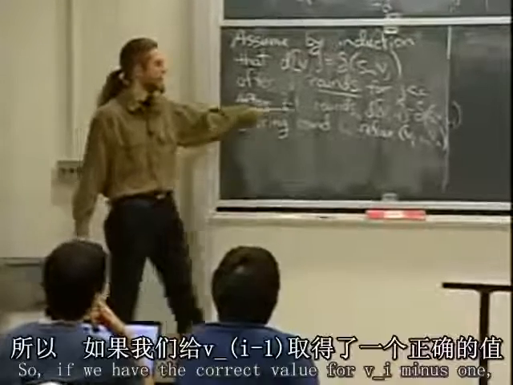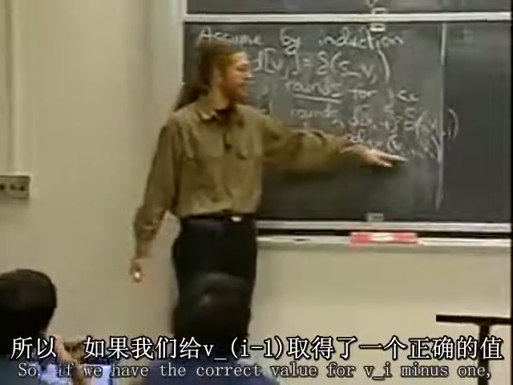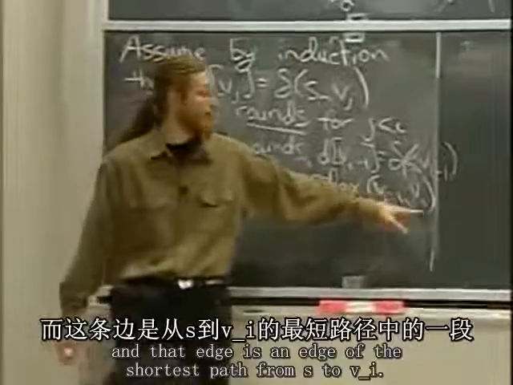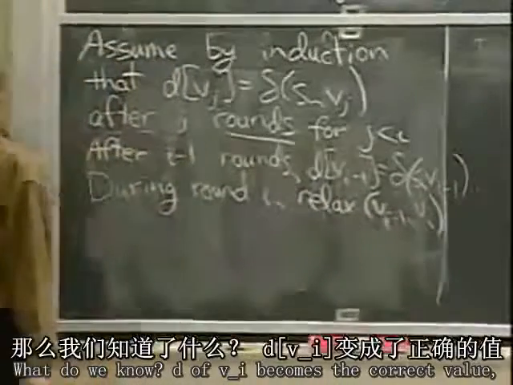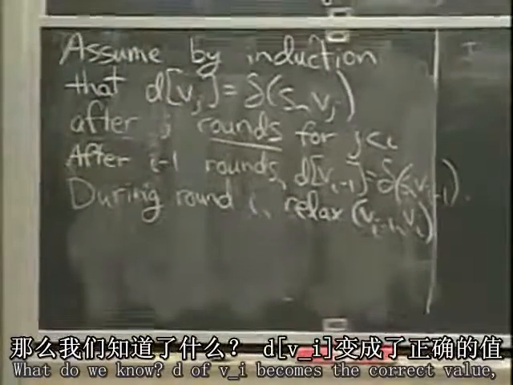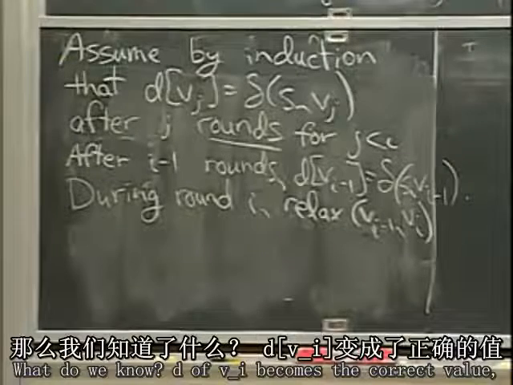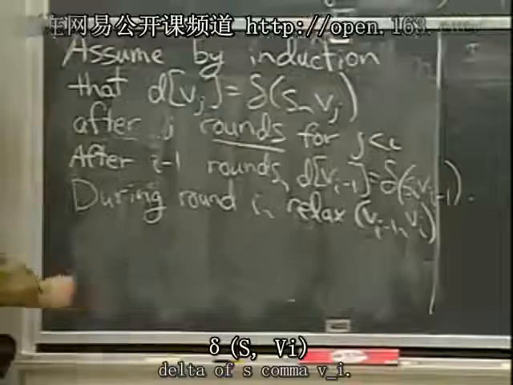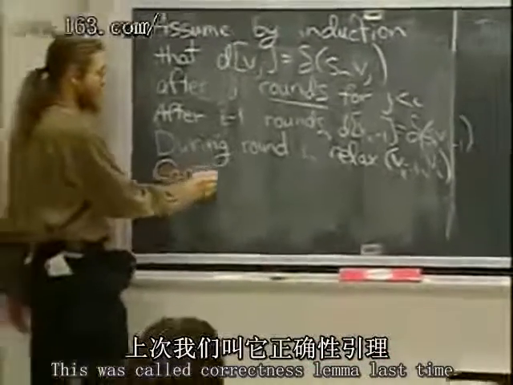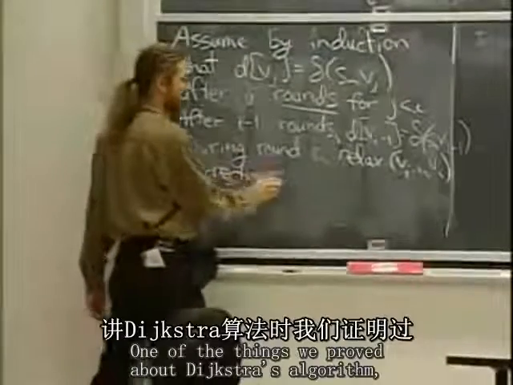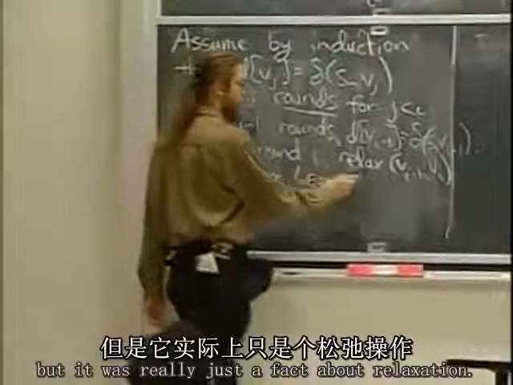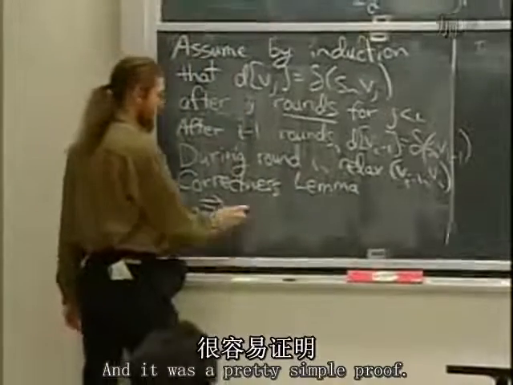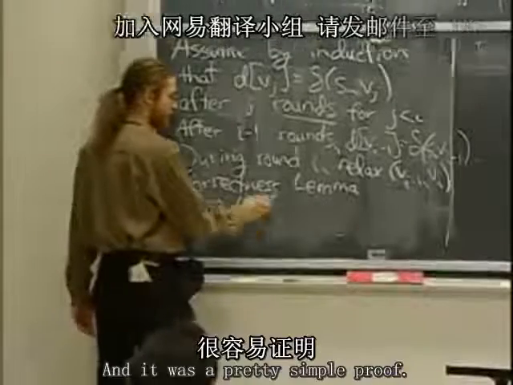So if we have the correct value for vi minus 1, then we relax an outgoing edge from there, and that edge is an edge of the shortest path from s to vi. What do we know? d of vi becomes the correct value, delta of s comma vi. This was called the correctness lemma last time. One of the things we proved about Dijkstra's algorithm, but it was really just a fact about relaxation. And it was a pretty simple proof.